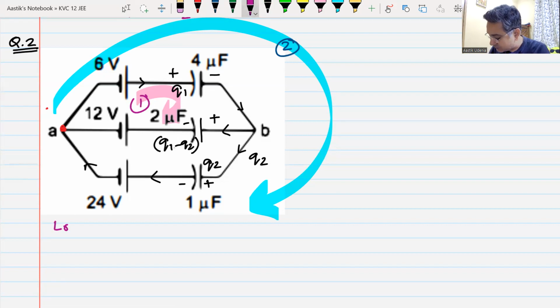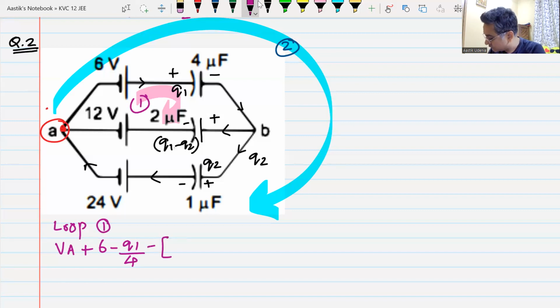What is the equation in loop number 1? Start from this point. VA plus 6, minus Q1 by 4, plus VB, minus Q1, minus Q2 by 2, minus 12, equals VA. Why does VB come? Because C, D, E and F, there are infinite numbers of points that will come.